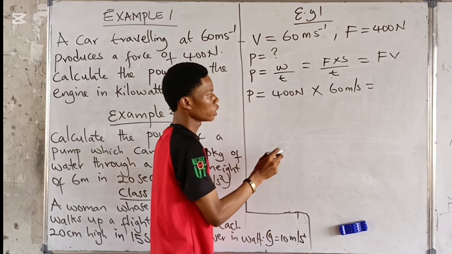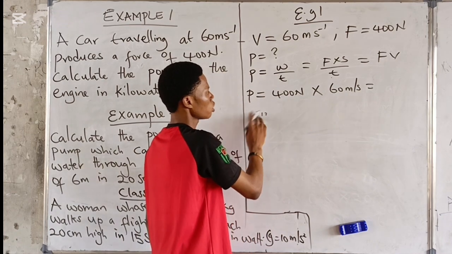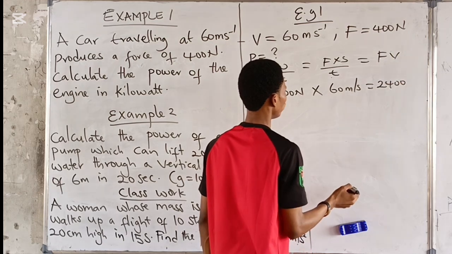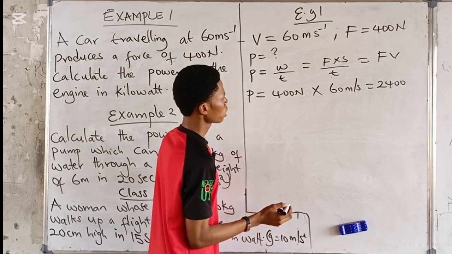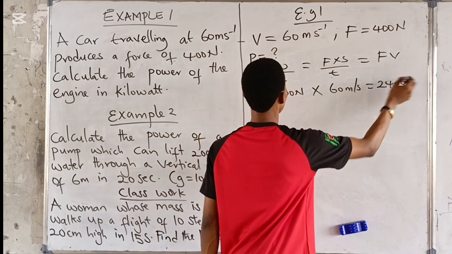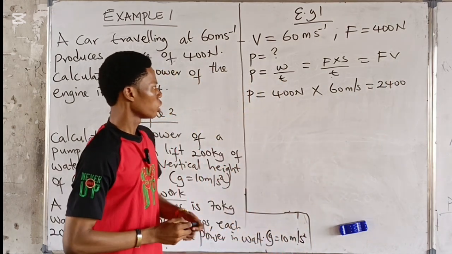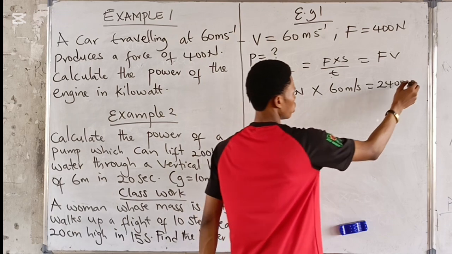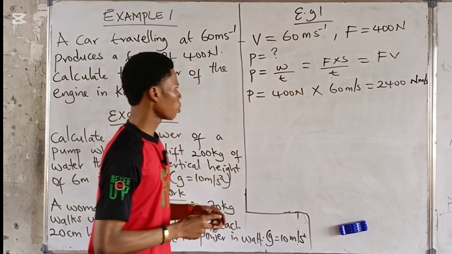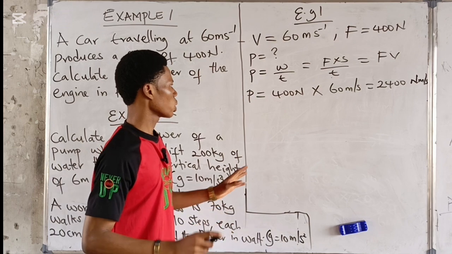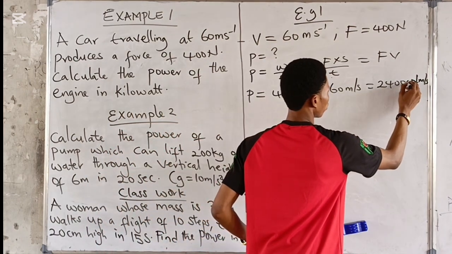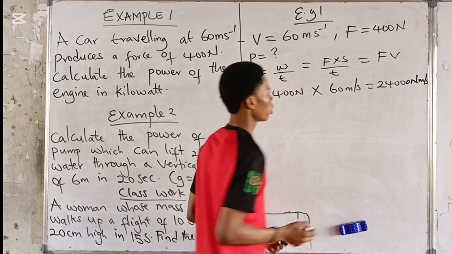So 400 times 60 will give us what? 2,400, right? Is it correct? What's the unit? Newton meter per second, right? Newton meter per second. That's the unit. But now, sorry, this is supposed to be 24,000.